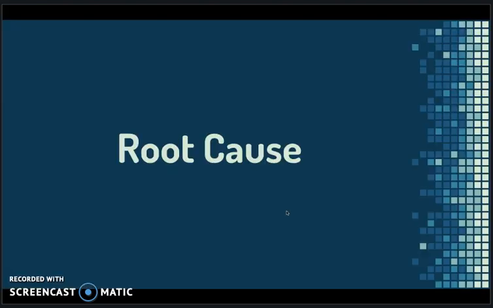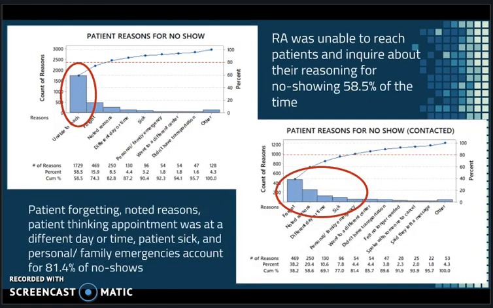We will now move on to our root cause analysis. Radiology Associates calls every patient that misses their appointment. The data used to analyze patient reasons for no-showing was taken from January 2016 to October 2017. The top left chart shows that Radiology Associates was not able to reach patients an astounding 58.5% of the time. Some assumptions for this could be that patients who missed their appointment did not want to talk to them further.